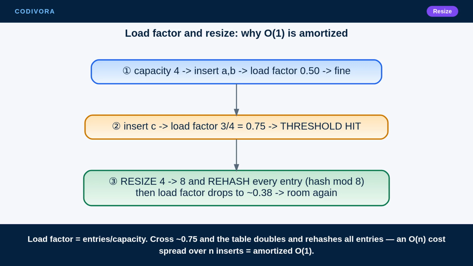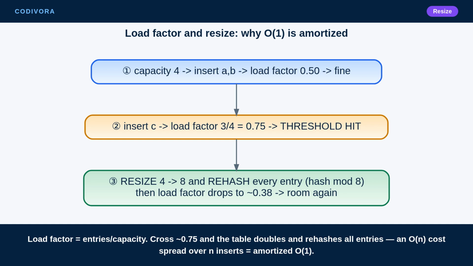Here's why we say constant time on average. The load factor is entries divided by capacity. If we never grew the array, buckets would get longer and lookups would slow down. So once the table is about 3/4 full, it doubles its capacity and reinserts every entry with a new modulus, a full rehash. That one resize costs order n, but it only happens after about n cheap inserts, so spread across all of them, it's constant per insert.